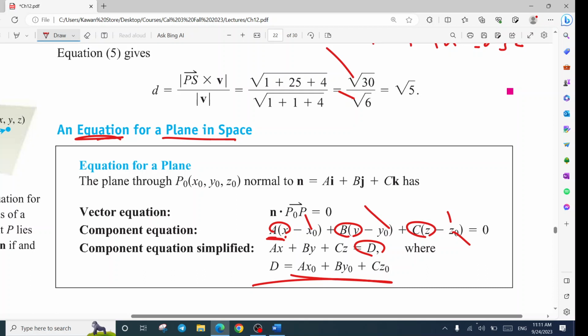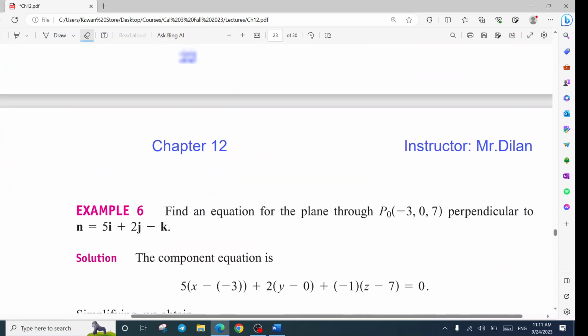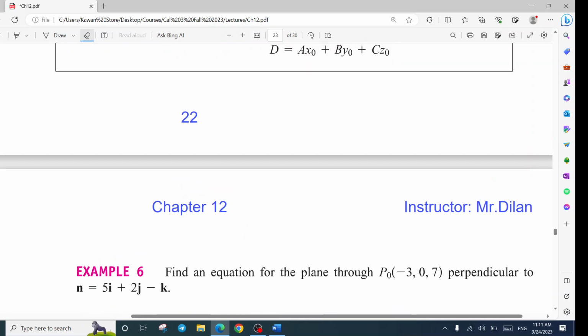Clear. Any question, dear, about the plane? Now we are going to an example. Find the equation. Easy, just to learn.